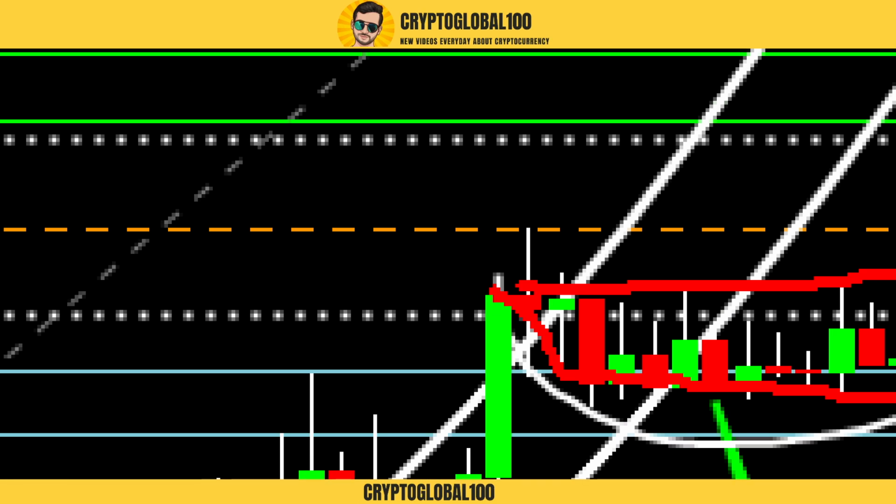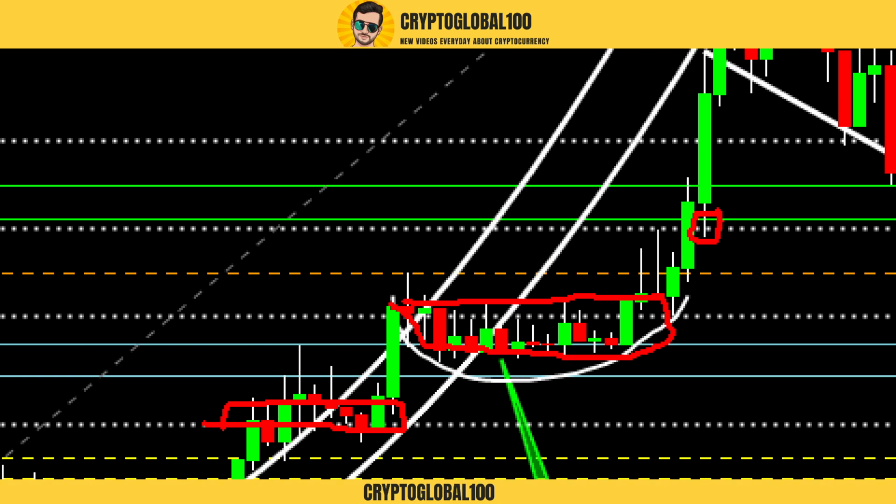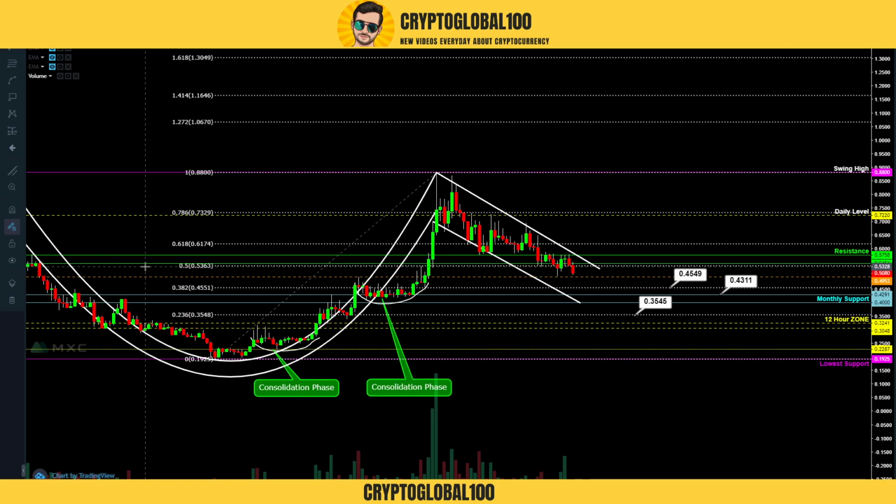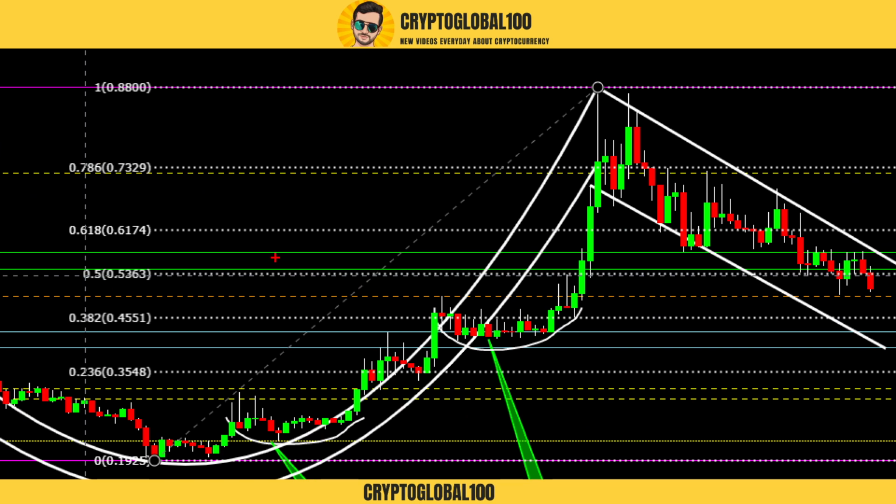Sorry, let me zoom in. You see here, the price tested this level. Once it broke out, it came back, retested and was rejected, making it another zone. Next up is 0.618. You see the price went up, came down, and was rejected from here, see how beautifully it was rejected. Then again, once the price came down, it was tested at this level.